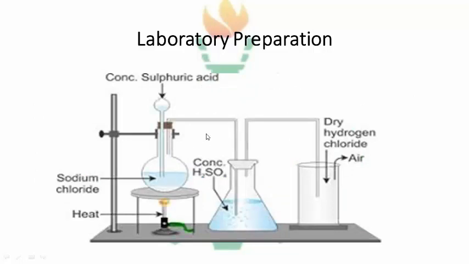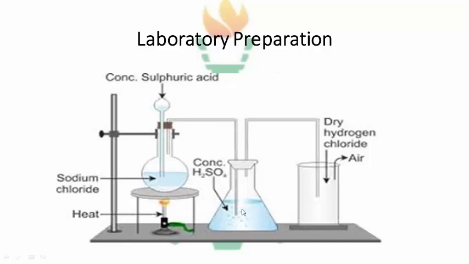Now to this diagram showing the laboratory preparation of hydrogen chloride gas. You can see that this is the sodium chloride as it is labeled here, and this is the sulfuric acid, which is the same thing as the tetraoxosulfate(VI) acid. The tetraoxosulfate(VI) acid is added to the sodium chloride using this thistle funnel, as you can see here.